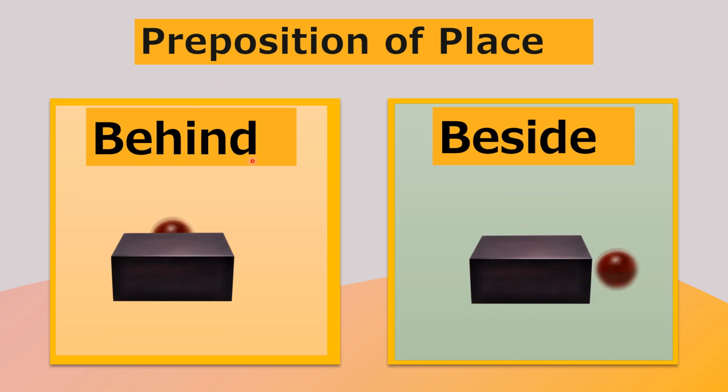Next we have behind and beside. Both are prepositions of place because they also indicate the place of the object. As we can see here, the ball is behind the box, right? As you can see the position of the ball here, this kind of position is called behind. Or we can say the cat is standing behind the tree.